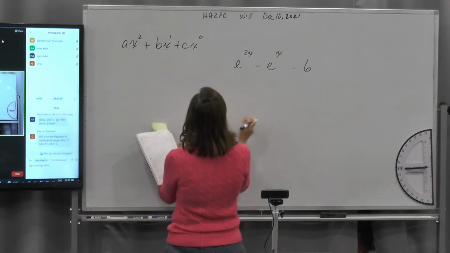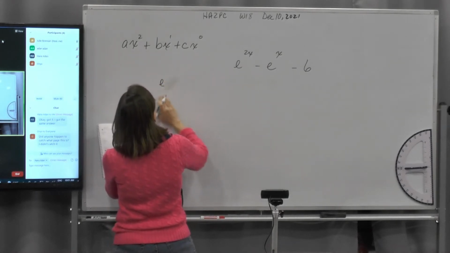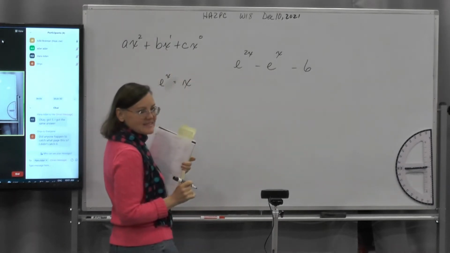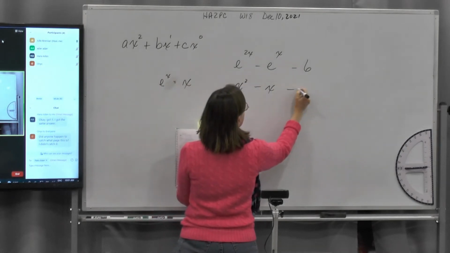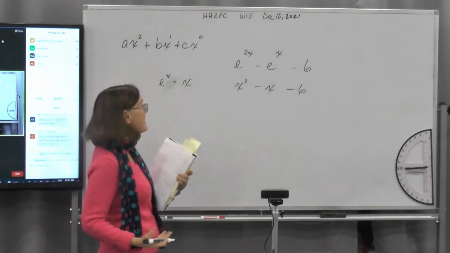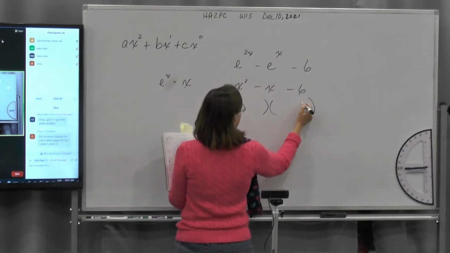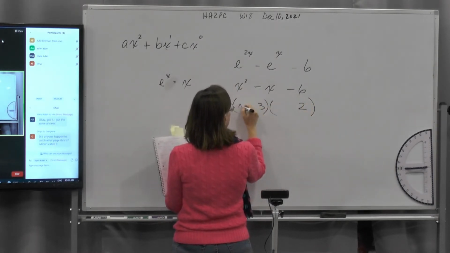What I could say, if I wanted to not see the e's, is that e to the x is equal to x. And notice that I could solve this as x squared minus x minus 6, if you want to see x's instead of your e to the x's, and then substitute back in. This is so simple, right? What do I have? 3 times 2.